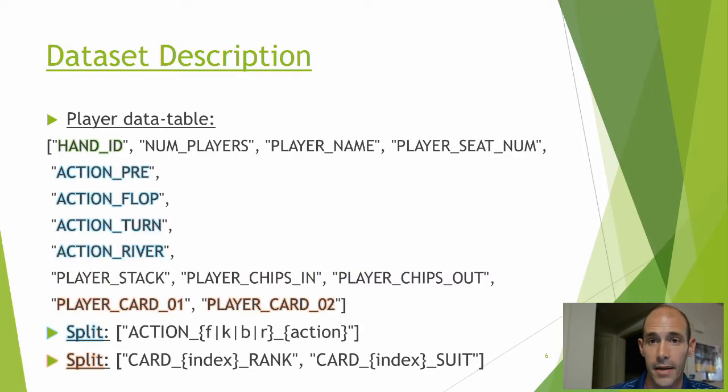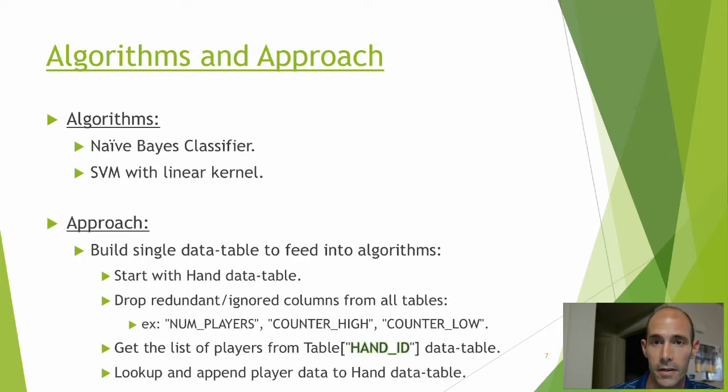The last data table is the player data table. Now this talks about the players' actions, which actually are also public information, but also the players' cards. These are the hidden columns that we're looking at modeling and predicting. Again, those card columns are split up into two different columns, one being rank and one being suit. So the two algorithms I ran for this project: the naive Bayes classifier, which we ran just as a baseline to compare SVM against to see how it was doing.